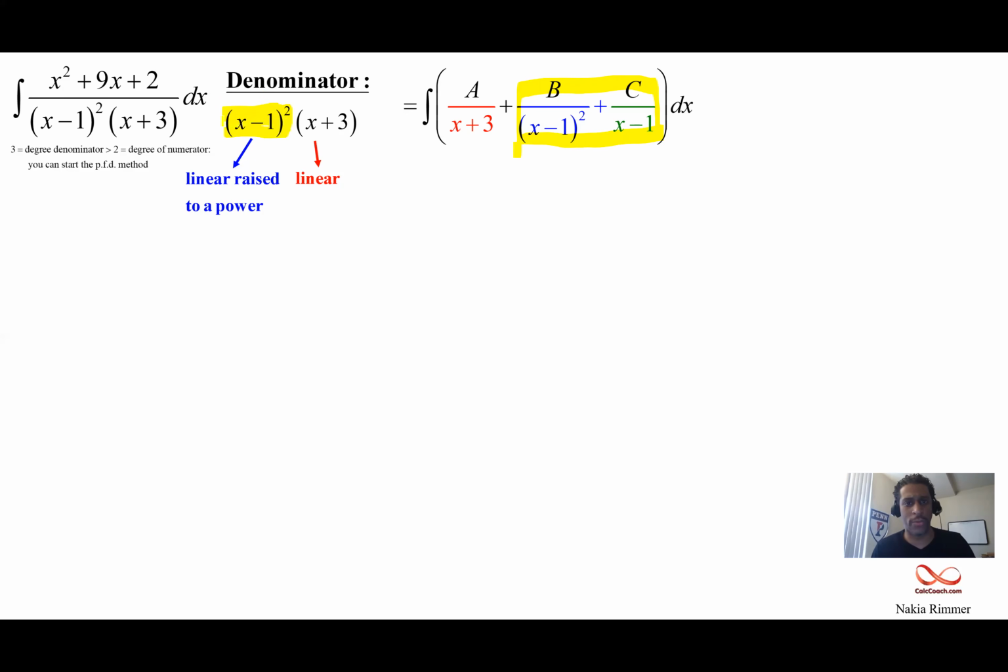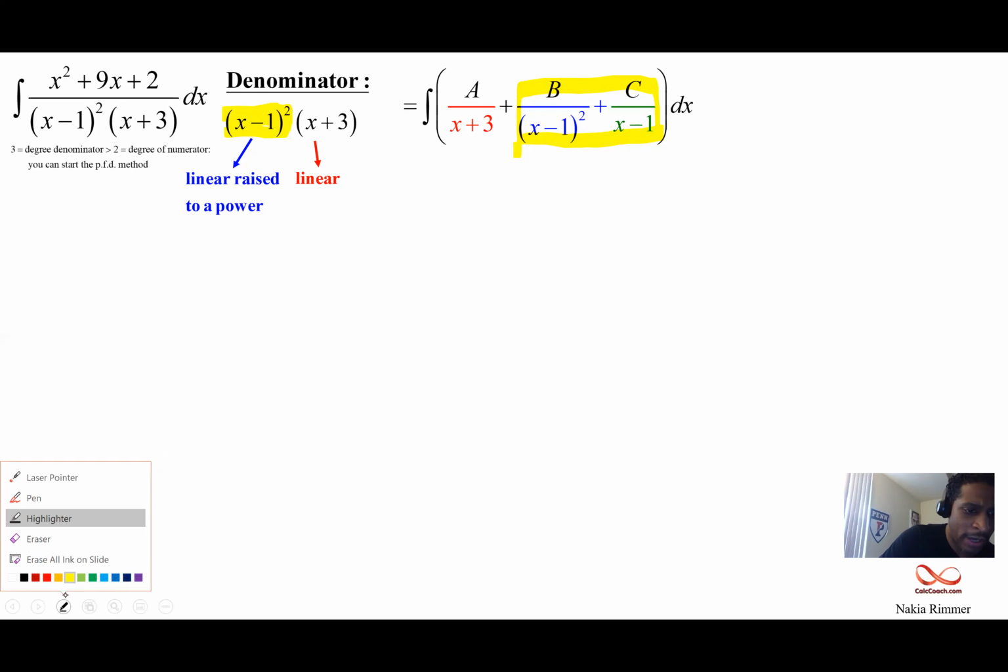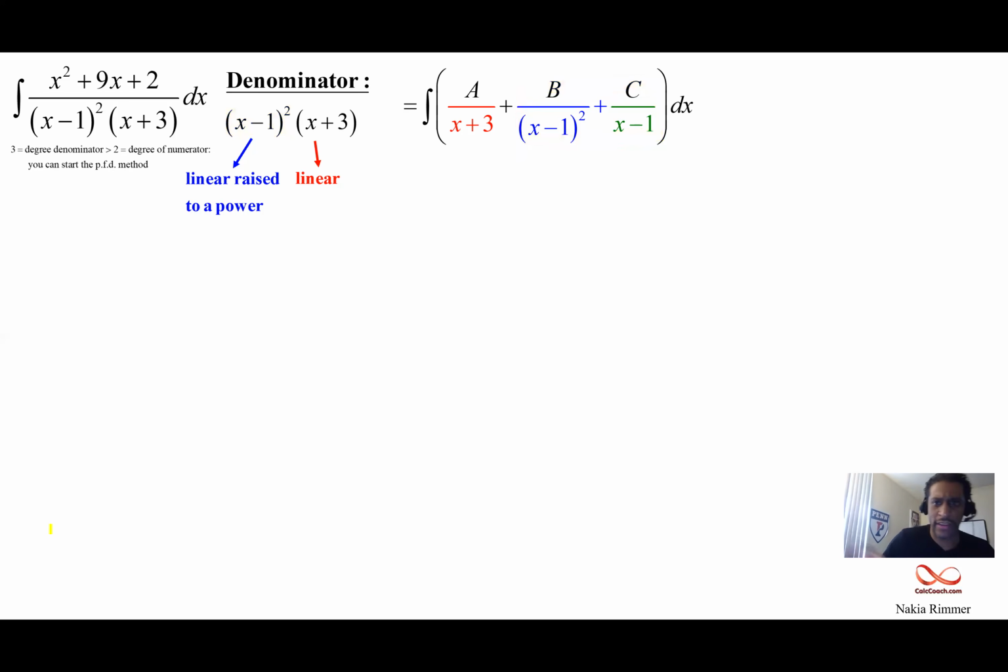But notice all the numerators, they're just constants, okay? Don't even think about trying to use an irreducible quadratic, a linear ax plus b or something up top. Not necessary. That only happens when there's an irreducible quadratic. Okay, now it's our job to chase down the A, B, C. How do we do it?